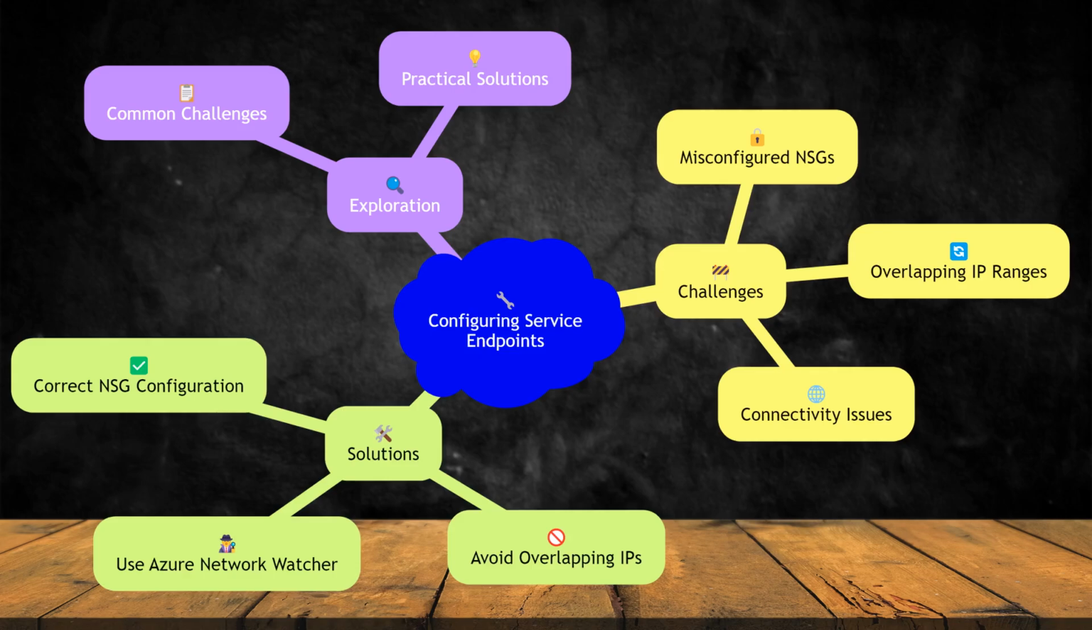Configuring service endpoints can present several challenges, such as misconfigured network security groups, overlapping IP address ranges, and connectivity issues. To address these challenges, ensure that your NSGs are correctly configured to allow traffic to the Azure service, avoid overlapping IP address ranges between your virtual network and Azure services, and use Azure Network Watcher to diagnose and resolve connectivity issues. This slide will explore common challenges in detail and provide practical solutions for each.